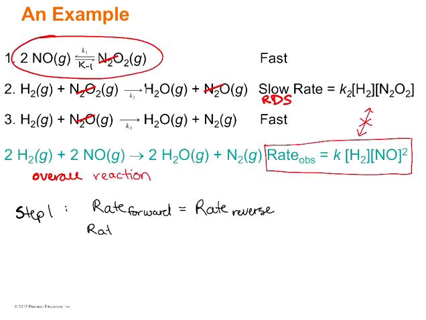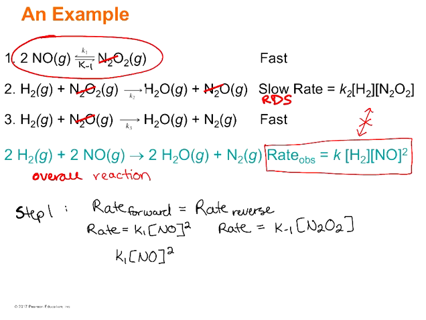So the rate of the forward reaction is equal to K1 times the concentration of NO squared, because we have 2 NO molecules in the reactants. But because this equation is at equilibrium, we can also consider the reverse reaction. So the rate of the reverse reaction is equal to K minus 1 times the concentration of N2O2. Now, again, because this reaction is at equilibrium, the rate of the forward reaction is equal to the rate of the reverse reaction. Because remember, in order to reach equilibrium, the rates have to equal each other. So let's set K1 times the concentration of NO squared equal to K minus 1 times the concentration of N2O2.